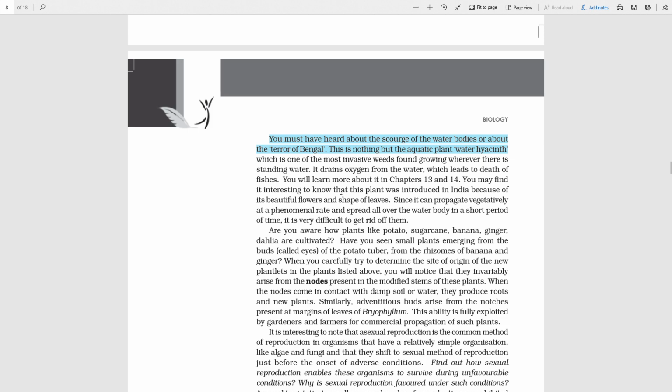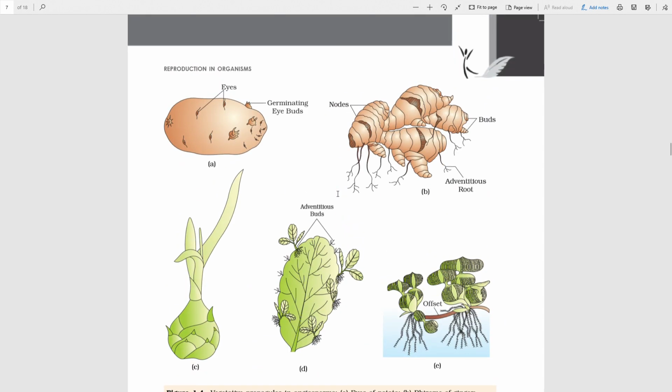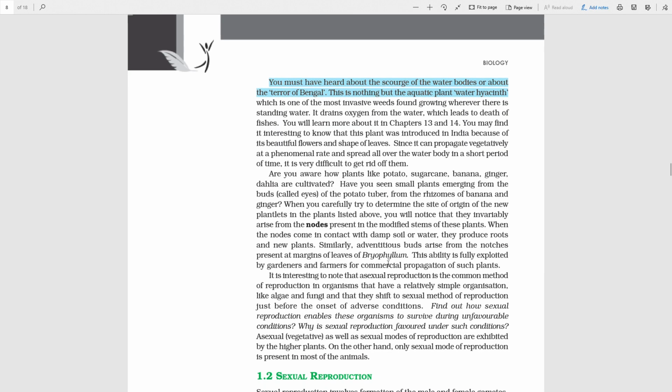It is because, as I mentioned earlier, in the potato plant we have these eyes, germinating eye buds. These have the potential to grow into new potato plants. So yes, have you seen small plants emerging from the buds called eyes of the potato tuber, or from rhizomes of ginger and banana? When you determine the site of origin, all the buds of the potato and all the rhizomes of the ginger grow at some specific part of the plant.